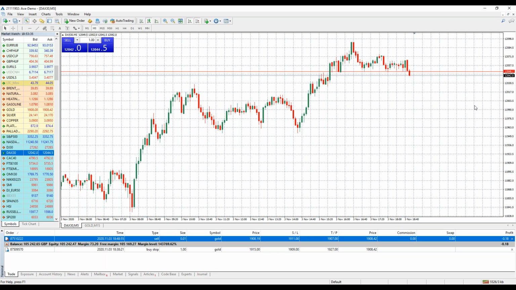And there we see the DAX breaking that support level. It just broke it. So if you had a decent sized position, you could have maybe already scalped the profit there.